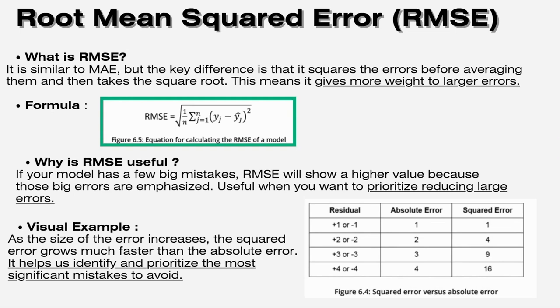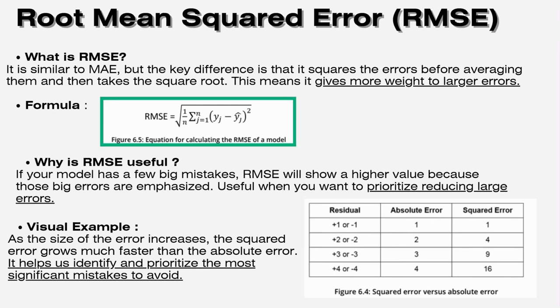And then why is RMSE useful? If your model has a few big mistakes, RMSE will show a higher value because those big errors are emphasized. So it is useful when you want to prioritize reducing large errors.